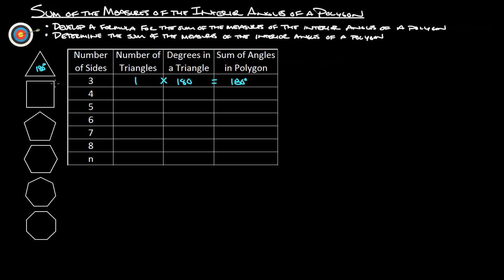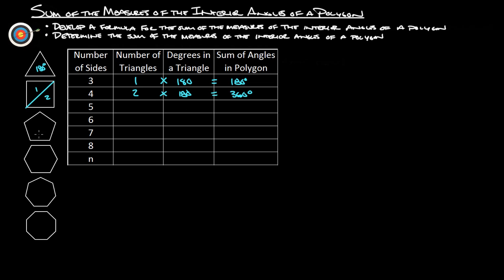4 sides. A nice little regular polygon would be a square. It doesn't have to be a square. It can be anything with 4 sides. But what we can do is split that into 2 different triangles. This triangle here has 180, this triangle here has 180, so we have 2 triangles that fit in there. Both have 180 total degrees. 2 times 180 is 360.